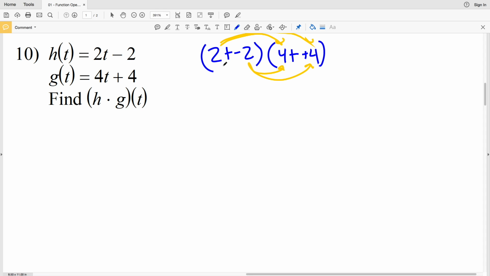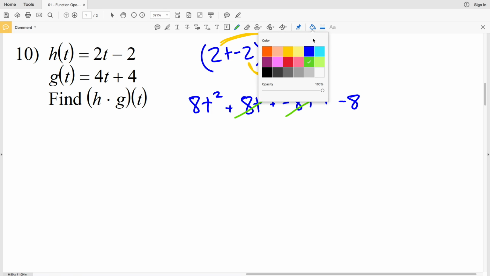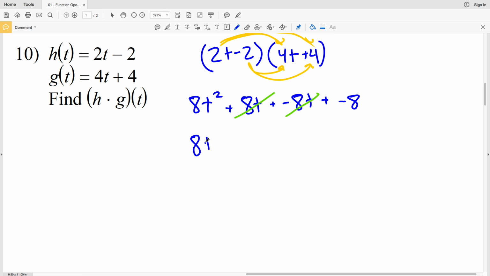2t times 4t, 2 times 4 is 8, and t times t is t squared. Then I'm going to be adding that to 2t times 4, which is 8t, and then adding that to negative 2 times 4t, which is negative 8t, and then adding that to negative 2 times 4, which is negative 8. Now when I combine my like terms, 8t and negative 8t cancel each other out. So I'll have 8t squared minus 8 as my solution for h times g of t.